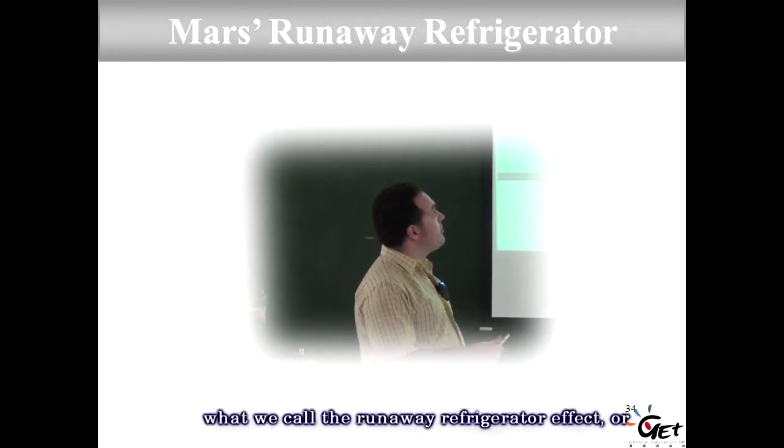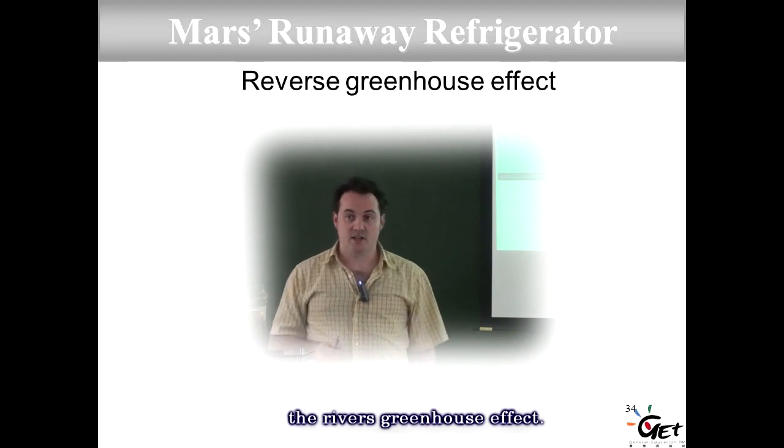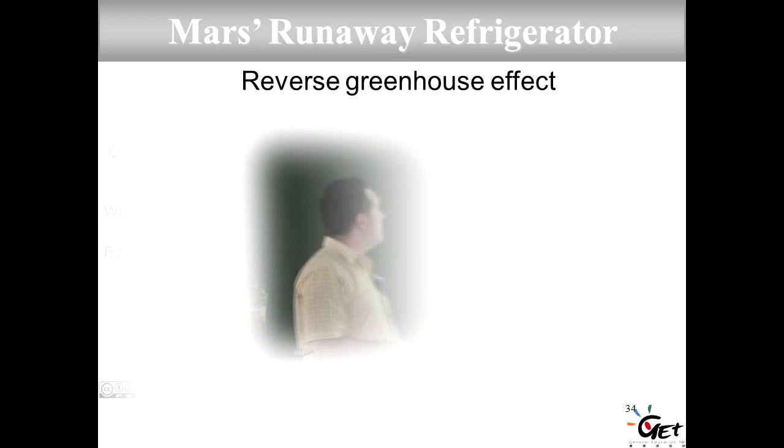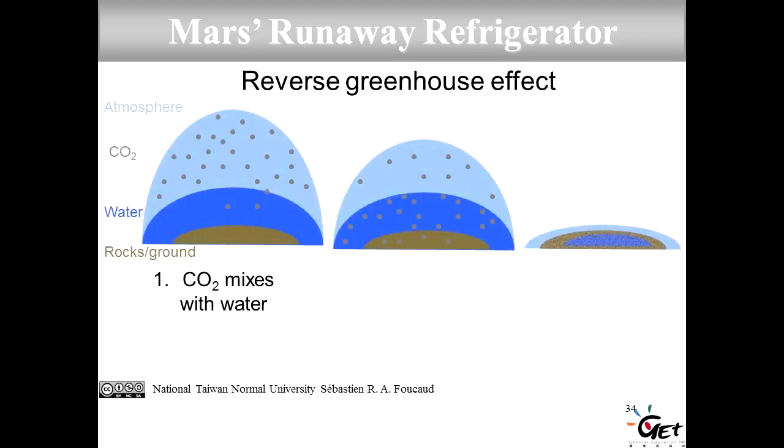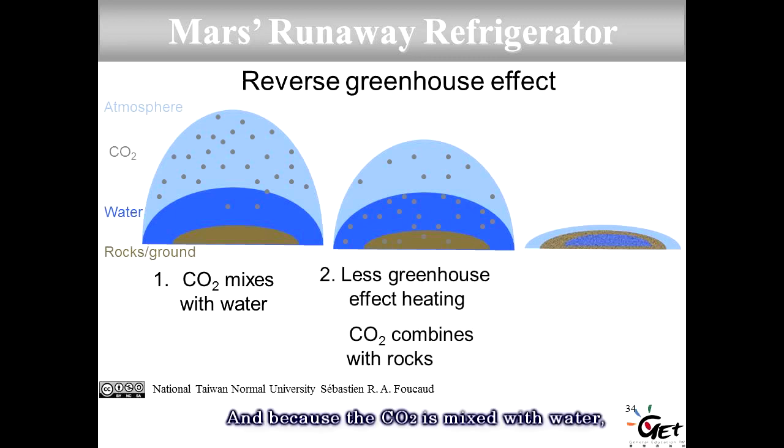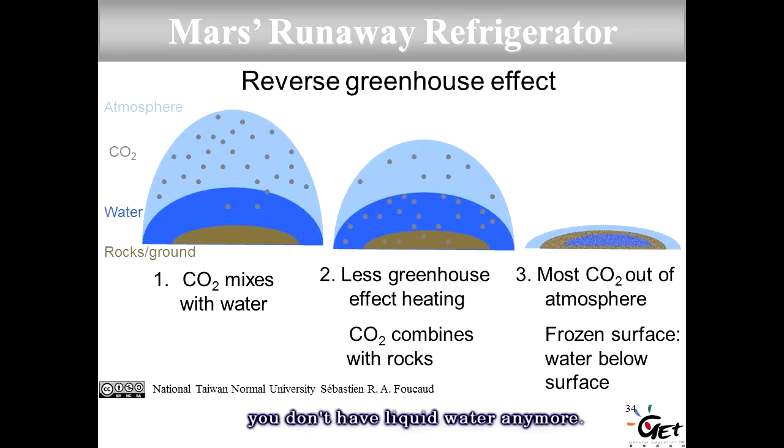So this is what we call the runaway refrigerator effect, or the reverse greenhouse effect. So it's exactly the opposite of what happened on the surface of Venus. What happened is that you start to have CO2 and then lots of water over there. And because the CO2 is mixed with water and the planet can't keep an atmosphere, the main part of the CO2 is absorbed with the water, so you have less and less CO2 in the atmosphere, so the temperature is going down. The CO2 is combined with rocks under the water, but as it's getting cooler and cooler, you don't have liquid water anymore. It's getting frozen, ice. And when it's in the form of ice, then it can't keep the CO2 anymore. So it can't re-emit the CO2 anymore. You have no geologic activity to warm up the atmosphere, so the planet is getting totally frozen. And then you don't have atmosphere anymore. So this is the opposite of what happened on the surface of Venus.